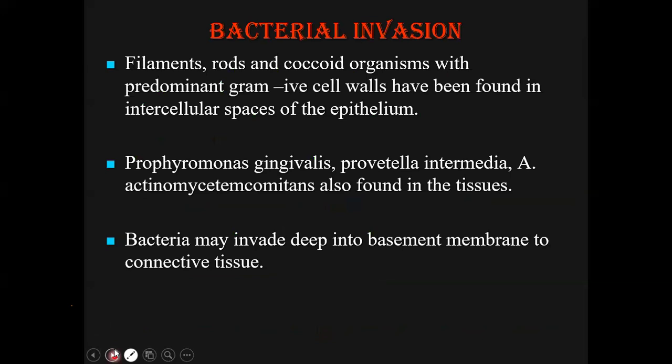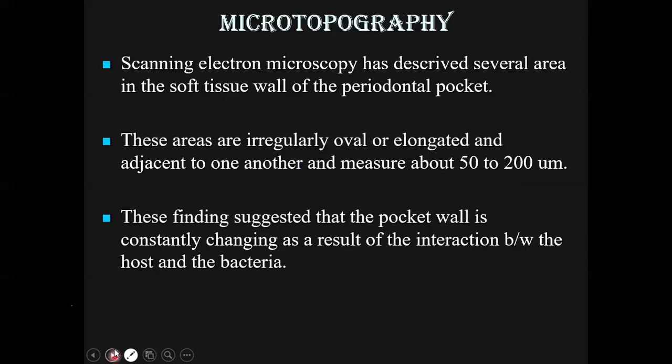The bacteria which are commonly seen in pocket epithelium are filaments, rods, and coccoid organisms with predominantly gram-negative cell wall. P. gingivalis, Prevotella intermedia, Actinobacillus actinomycetemcomitans are also found in the tissues. So bacteria may invade deep into the basement membrane to the connective tissue. These are tissue invasive bacteria.